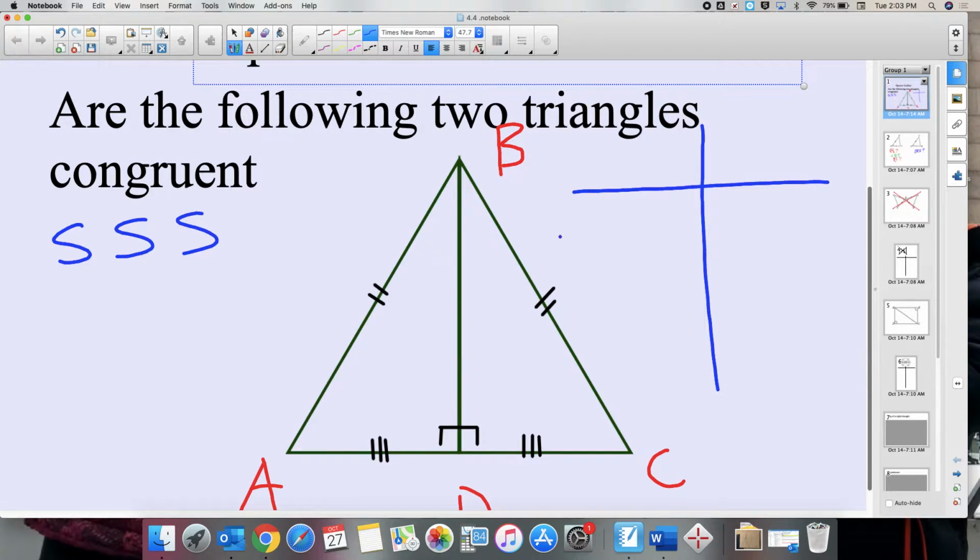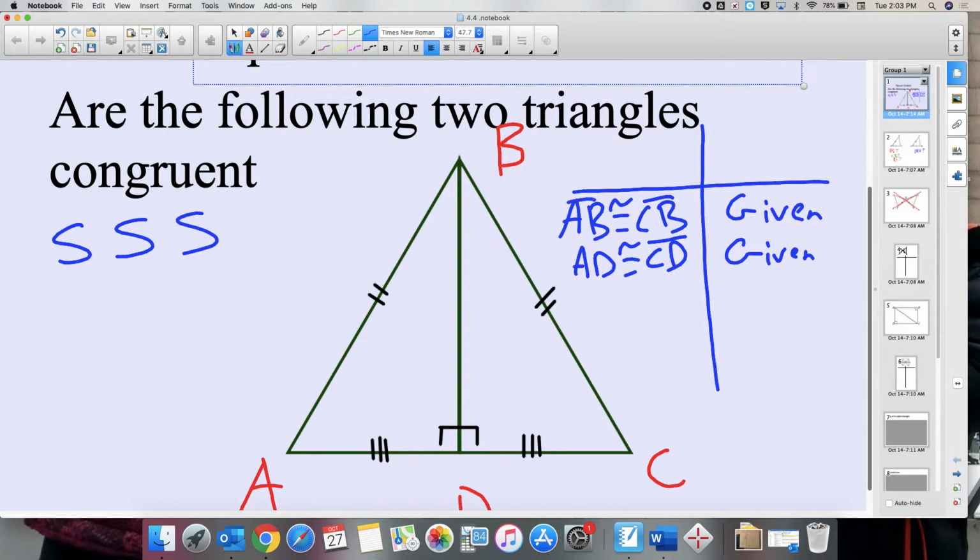Some of the things we know, we start with our given. We know AB is congruent to CB. That's given because it's marked. We know that AD is congruent to CD. It is also given because it's marked.